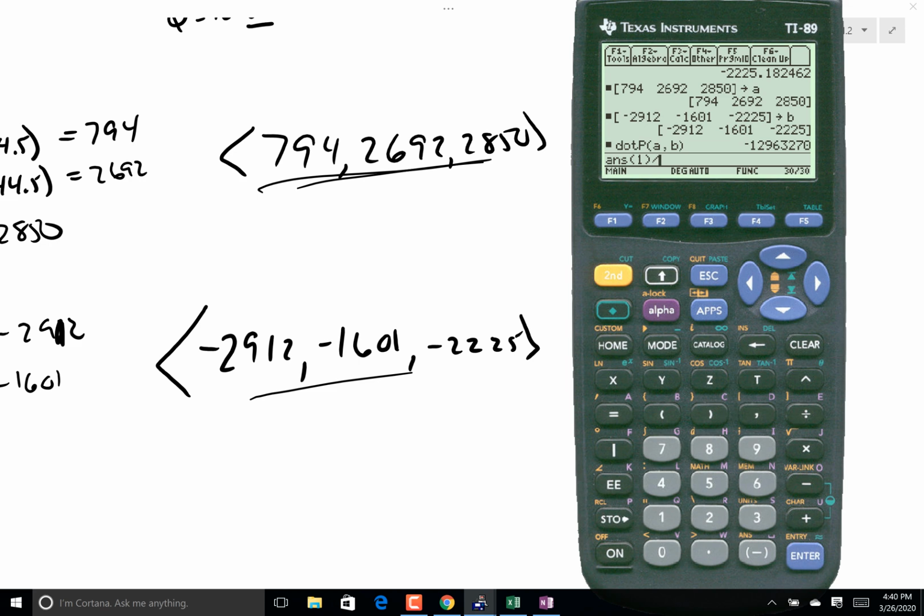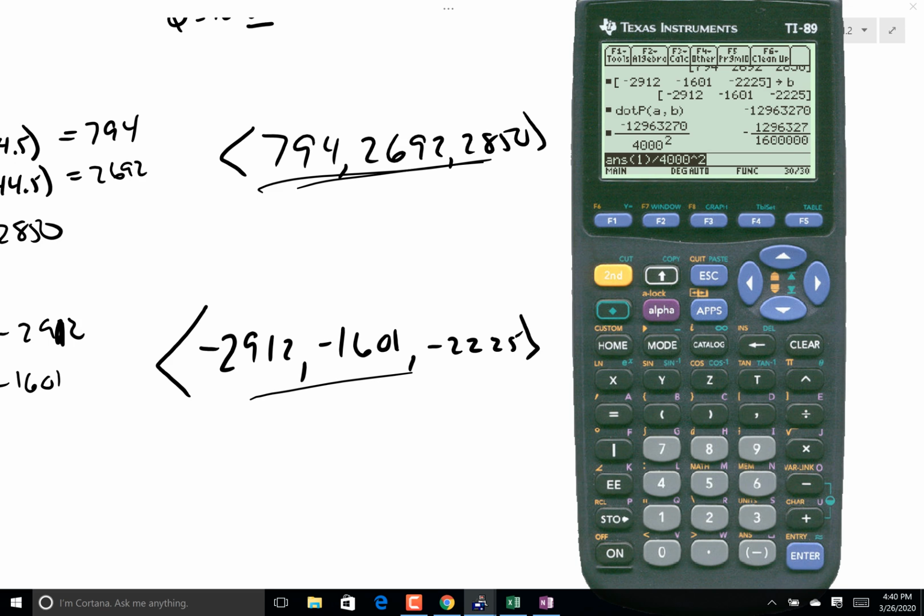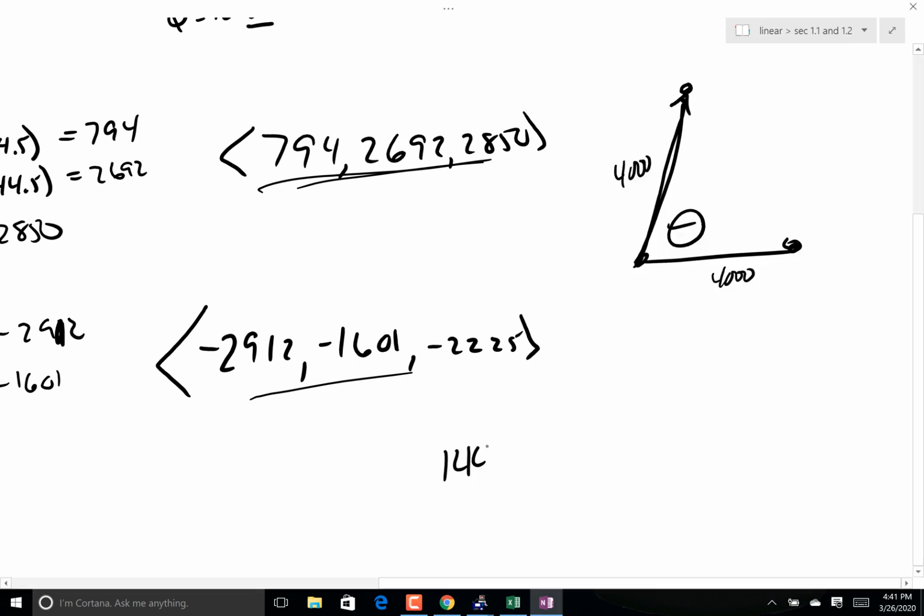Divided by the square root of, well, now wait a minute, Jay. What is it the square root of? Well, divided by 4,000. Each of them has a length of 4,000, so it's the magnitude of each. So it's 4,000 times 4,000, right? And you get that number right there. And then the inverse cosine of that is 144 degrees.